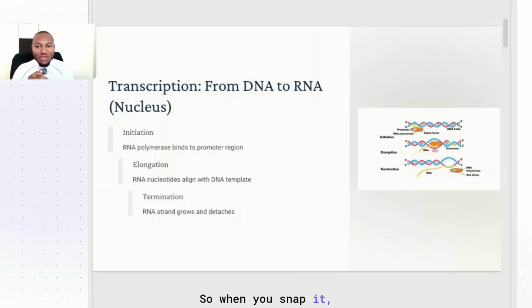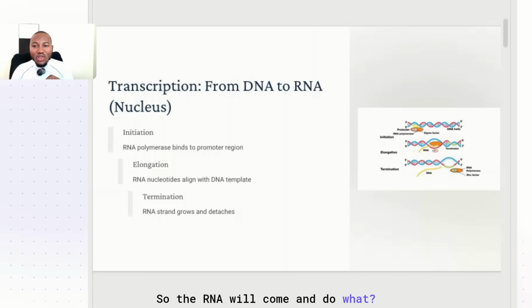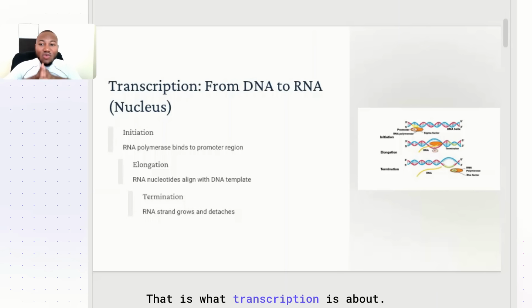So when you snap it, you do what? You come and show it to the RNA. The RNA will bind to it because that copy is known as what? DNA template. It's a template of the original thing. So the RNA will come and do what? And we align with it, which is elongation. And after the RNA has copied that template, it will detach from it, which is termination. That is what transcription is about.